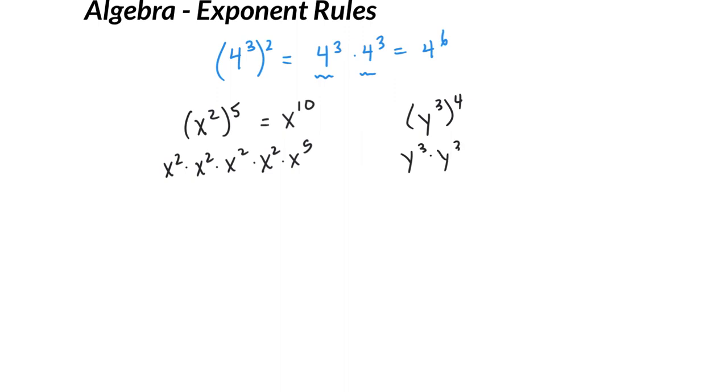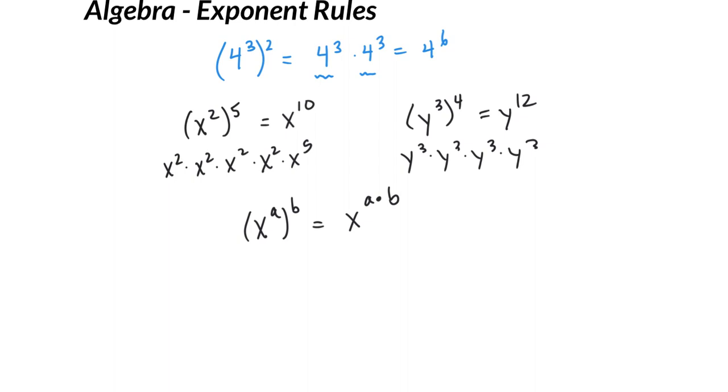I have y cubed to the 4th. I have 4 y cubes multiplied together for a total of 12 y cubes. Okay, or 12 y's, rather. So oftentimes you'll see this rule written this way. x to the a to the b can be written as x to the a times b. Again, just a way of counting up how many multiplications we had. So there's our second rule. When you have a power raised to another power, we simply multiply those 2 as a way of counting up how many multiplications we're doing.